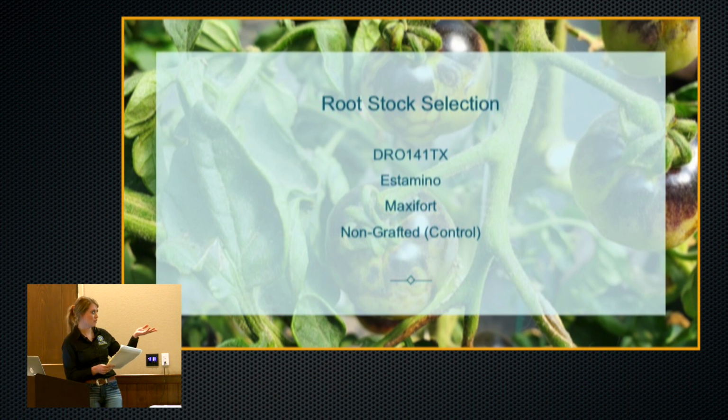And then we, of course, have the non-grafted control. And all these rootstocks were combined with the scions of the indigo cherry drops and the pink bumblebee for a total of 8 replicated trial plots.